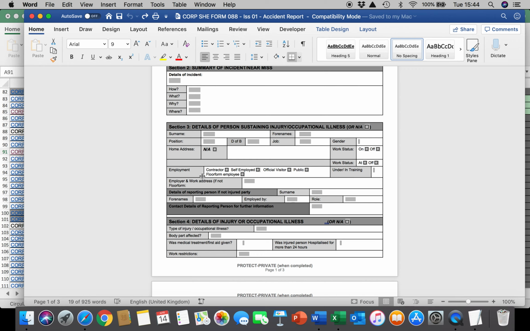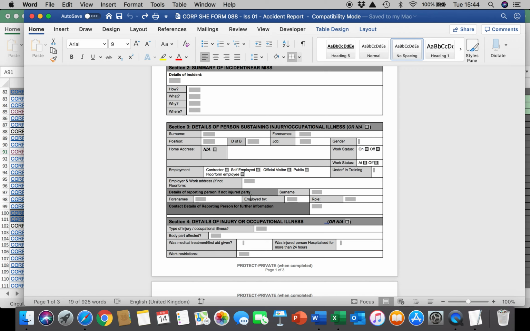Okay. So are they a contractor, self-employed, visitor, public, or Floform employee? And are they under training? So that's a yes or no. Okay, their work address if they're not part of Floform in there.